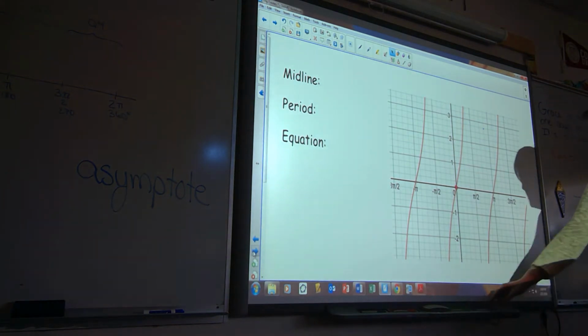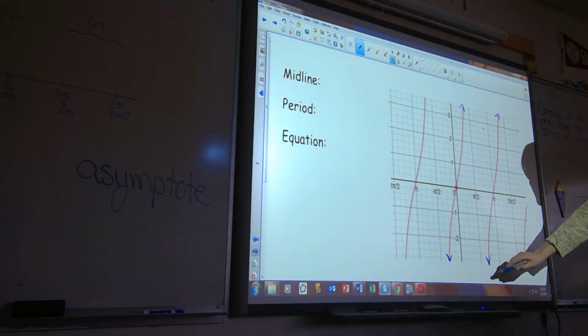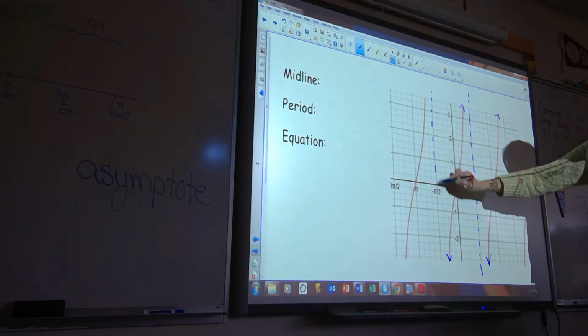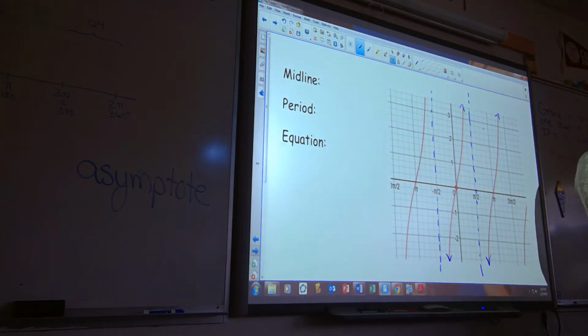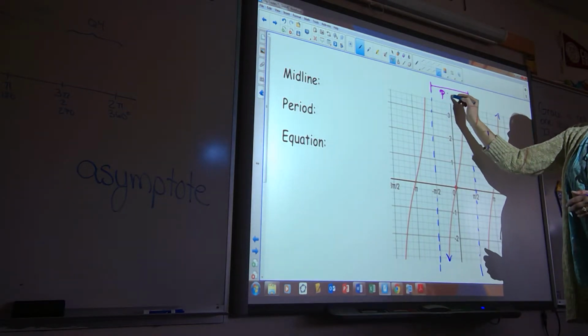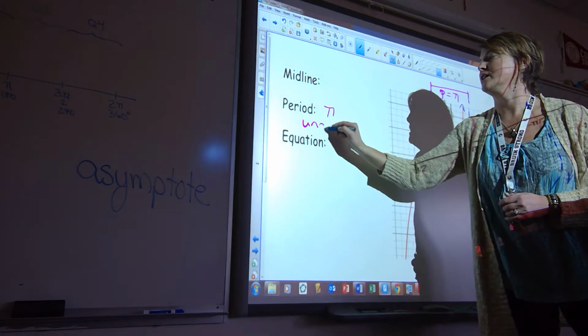All right, so let's see about this one. Arrow down, arrow up, arrow up, arrow down. So here's my asymptote. Here's my other one. Awesome. That doesn't seem to have changed. Negative pi over 2 to pi over 2. So that period length is pi. So that's unchanged.